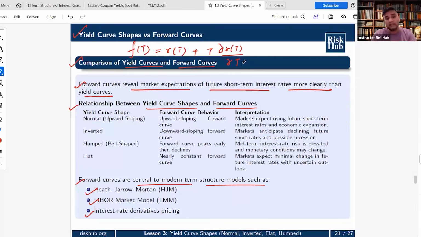Another clarification I'll add here: the slide says forwards reveal expectations more clearly than yields. Forward equals expected future spot rate only under the pure expectations hypothesis, which, as on slide number 5, is contradicted by introducing a term premium. With a positive premium, the forward sits above the expected future rate, so the forward rate will overstate the expected tightening.